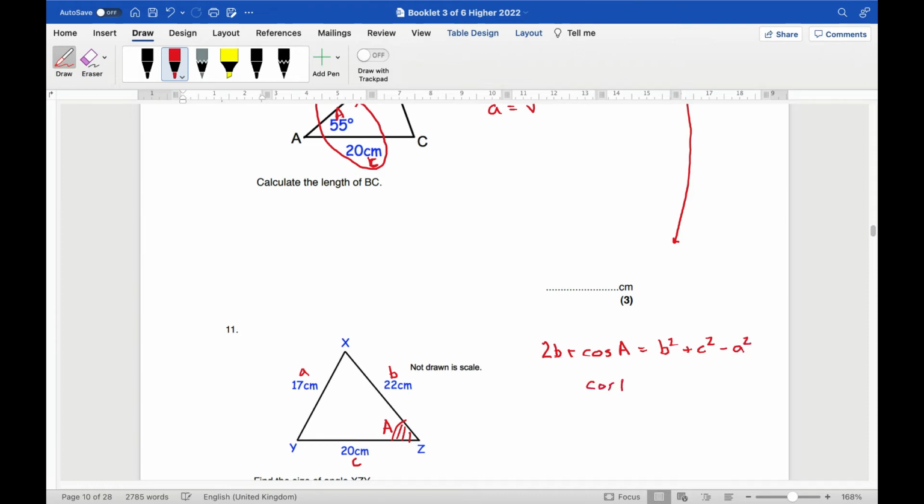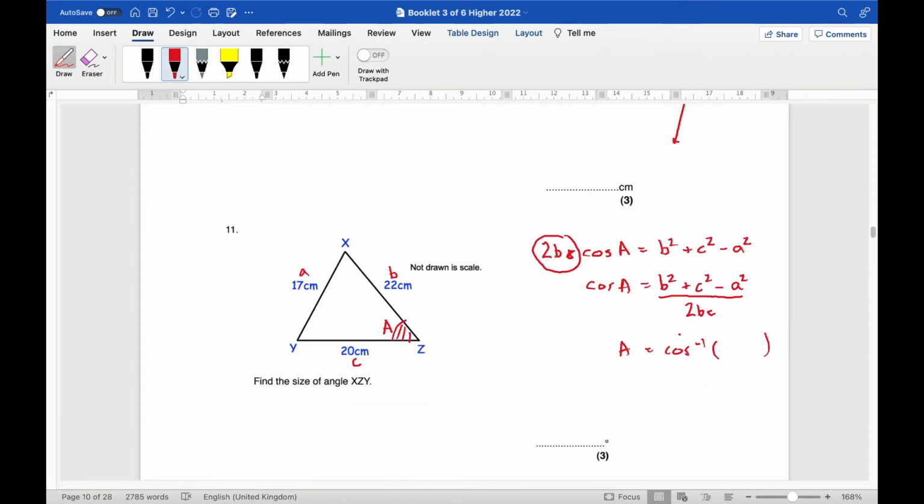So cos A equals B squared, which we know is 22 in this example, plus C squared, which we know is 20 squared in this example, take away A squared, which we know is 17 in this example, all divided by this bit here, which is times in the cos A. Well, the opposite of times is to divide by this. Again, put everything in brackets, but then remember at the end you've got a cos minus 1 of whatever your answer to that is. Difficult thing to learn.